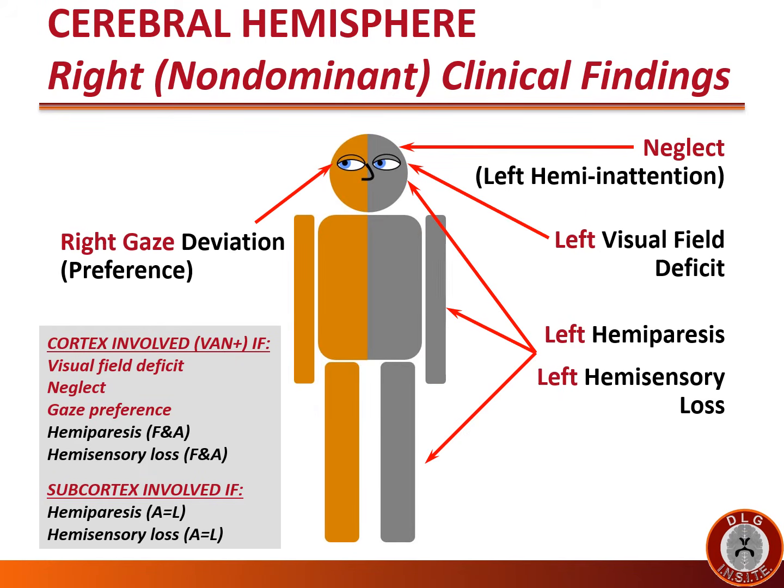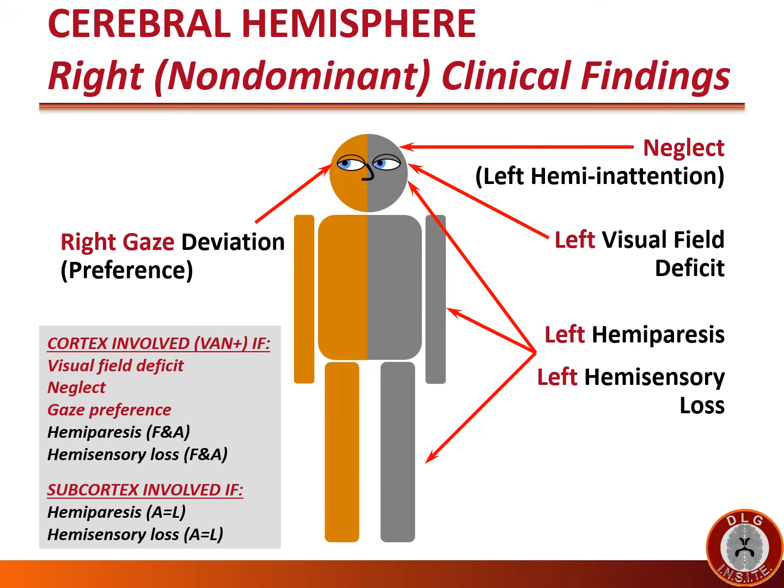The right cerebral hemisphere is the non-dominant hemisphere in most people, the side without language. Very similarly to the left hemisphere, you get contralateral deficit. So a right brain lesion would give you left hemiparesis and/or left hemisensory loss, a left visual field deficit, and a right gaze deviation due to a preference. But instead of language difficulty or aphasia, the patient might have neglect or left hemi-inattention.